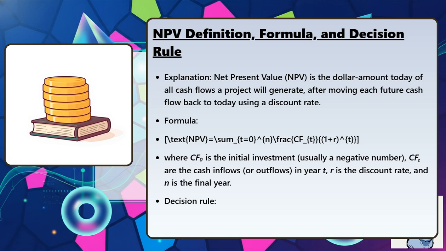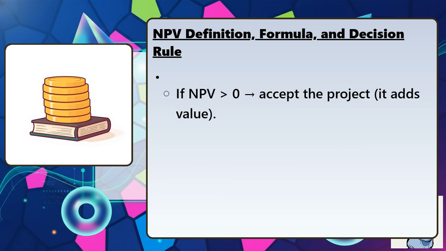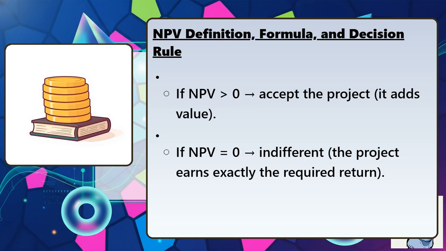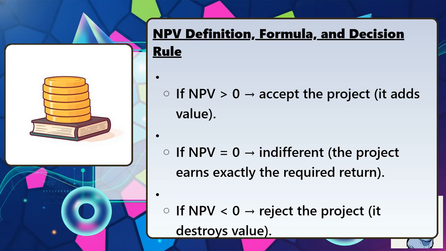Decision rule: if NPV is greater than 0, accept the project, it adds value. If NPV equals 0, indifferent, the project earns exactly the required return. If NPV is less than 0, reject the project, it destroys value.